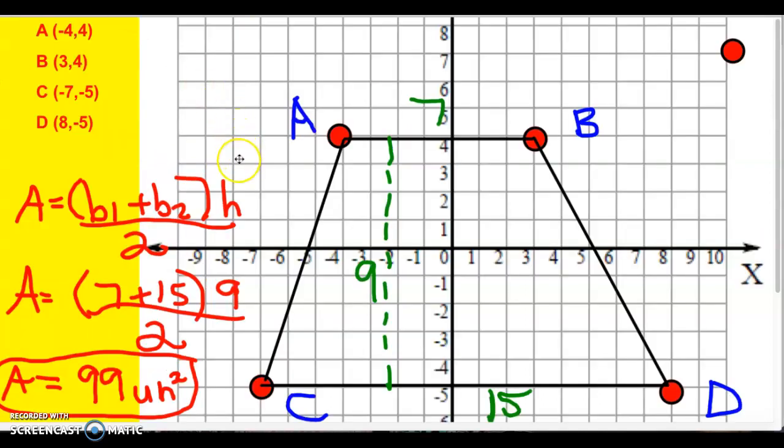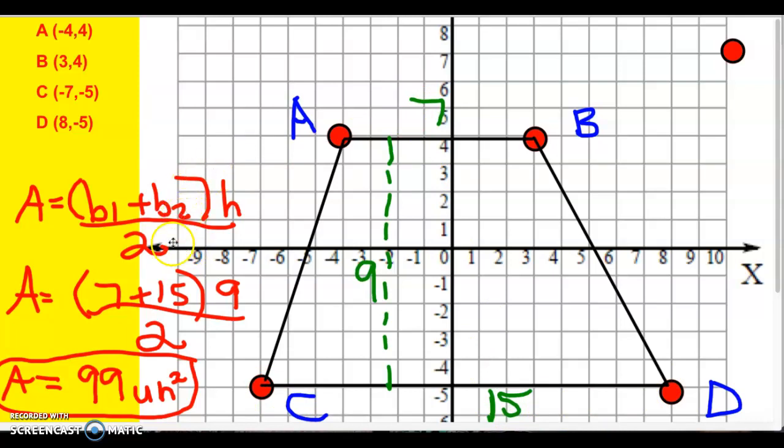Okay, so here is my trapezoid. This is what it looked like. AB went from a -4 to a +3, so that was 7 units across. My height went from a +4 all the way down to a -5, so that was 9 units high. The length of CD, my bottom base, went from a -7 to a +8, which is 15 units.